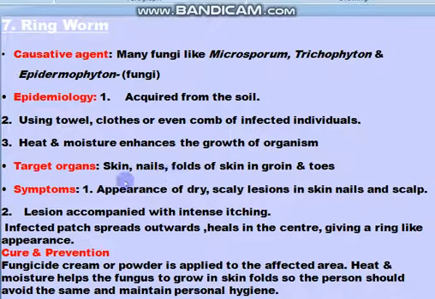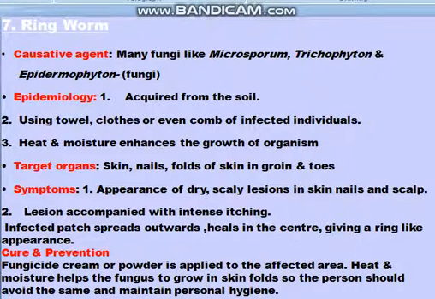What are the target organs in the case of ringworm? They are the skin, nails and folds of the skin in the groin and toes. Fungal infection basically occurs where there is heat and moisture, a humid atmosphere, so it targets organs like skin, nails and the folds of the skin. And what are the symptoms of ringworm? There is the appearance of dry, scaly lesions in the skin, nails, and scalp. These lesions are accompanied by intense itching and infection patches. This spreads outwards, heals in the center, and gives a ring-like appearance. So this disease is known as ringworm.